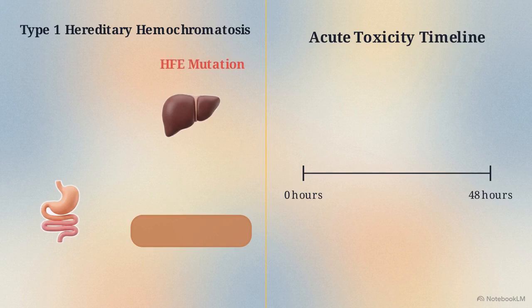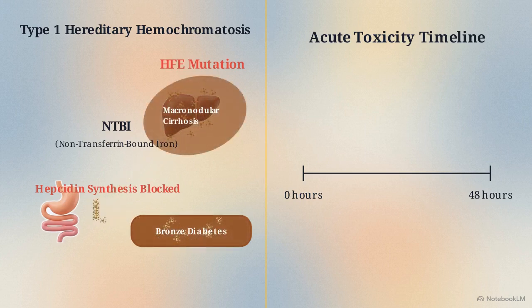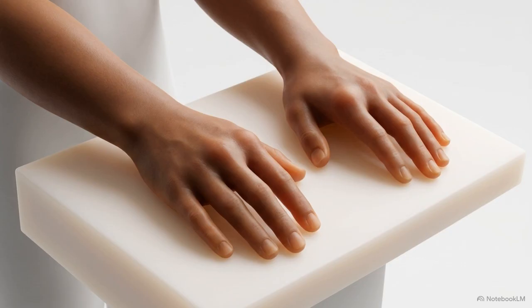On the left, we map type 1 hereditary hemochromatosis. A genetic mutation in the HFE gene physically blinds the liver sensor network, completely blocking the synthesis of hepcidin. Without hepcidin, intestinal iron absorption runs continuously. This excess mineral spills into the plasma as highly reactive non-transferrin-bound iron, depositing into parenchymal tissues and driving the slow, decades-long progression of macronodular cirrhosis and the pancreatic beta cell destruction known as bronze diabetes. This hereditary accumulation requires years to cause organ failure.